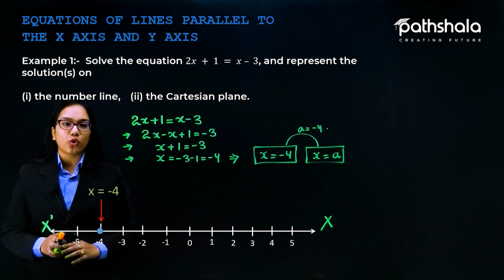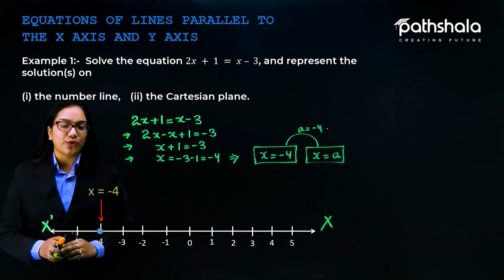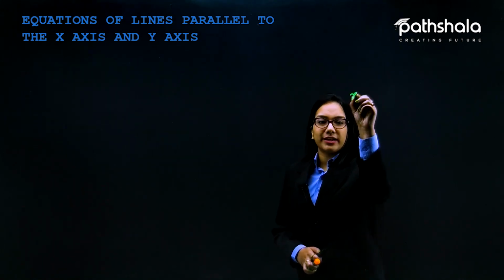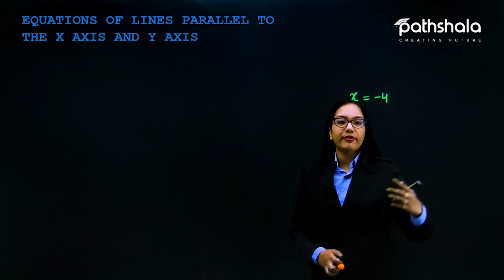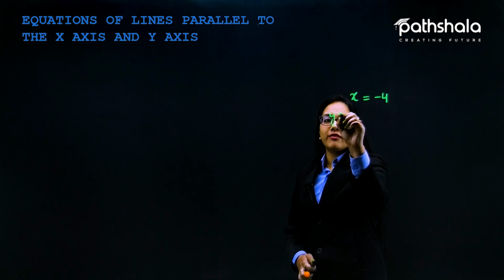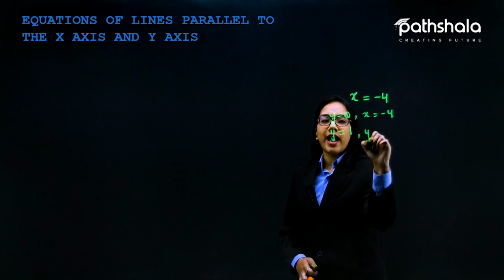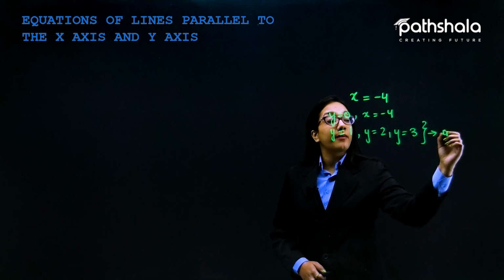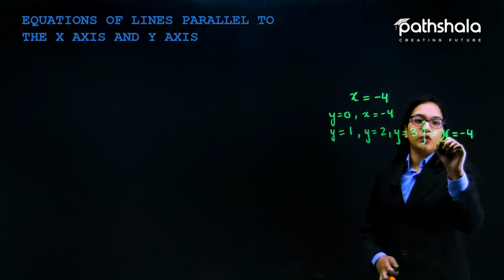Let's just move on further towards the second part, the representation of the solution x = -4 on the Cartesian plane. As we have the solution as x = -4, we do know that for any value of y, x remains the same as -4. So we can take the value of y as 0, and x remains -4. We can take the value of y as 1, 2, 3. We can take any value of y. Always x remains the same, x = -4.